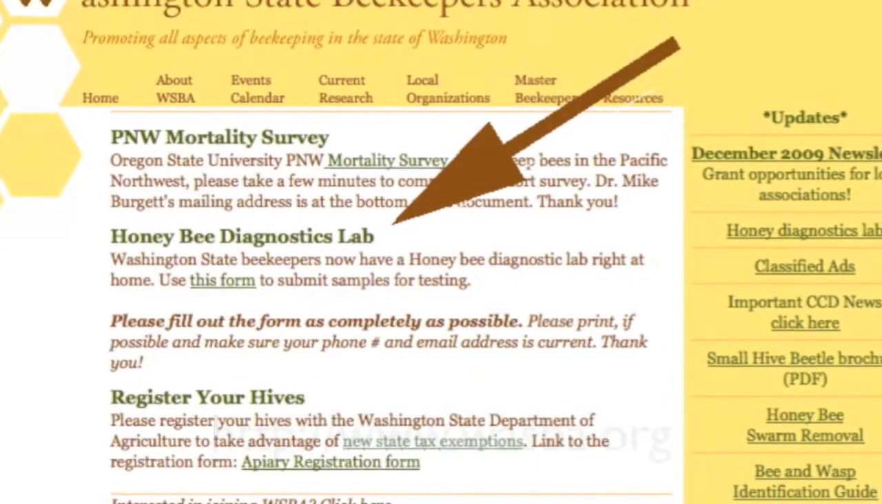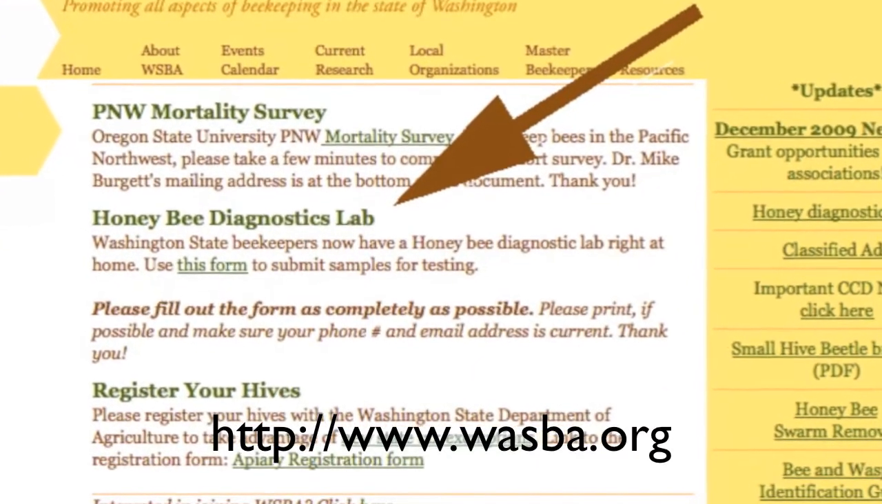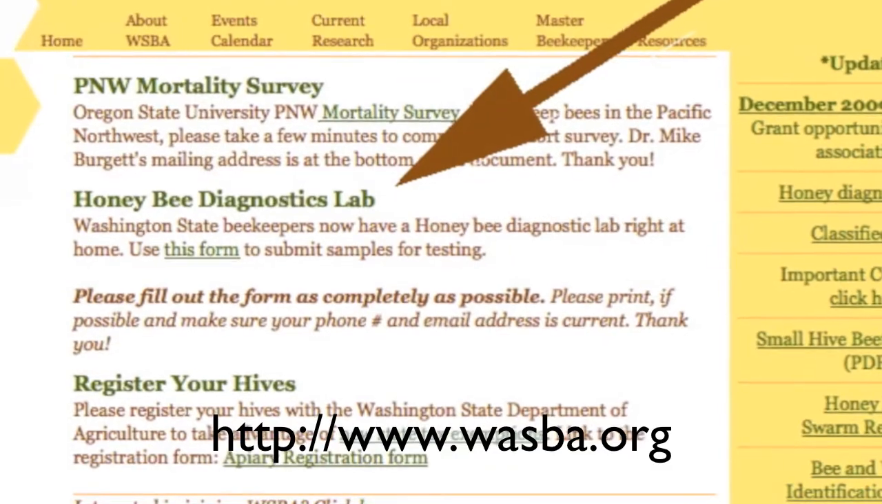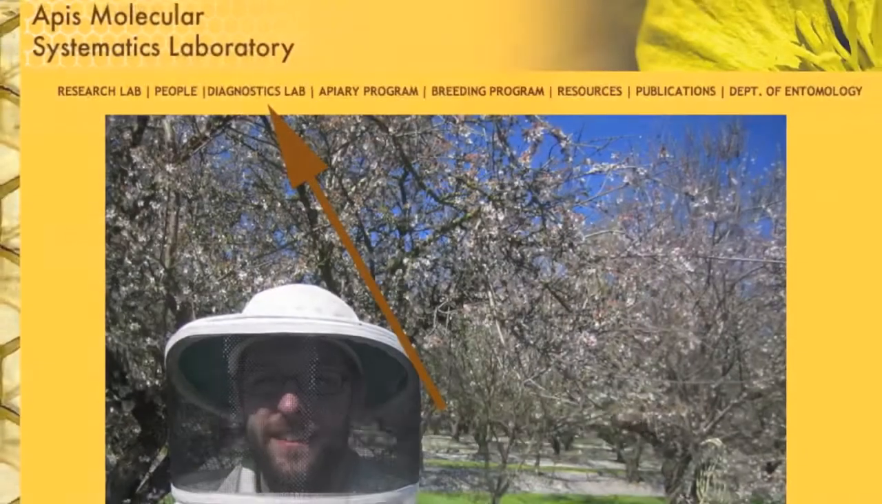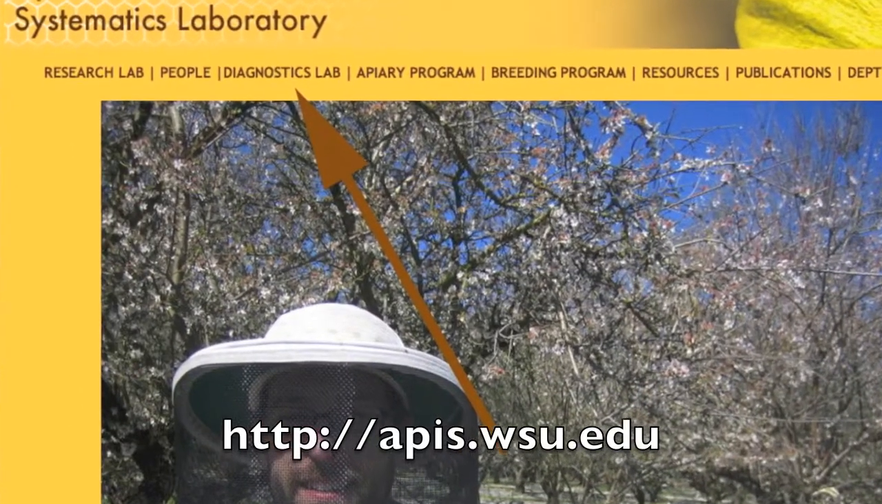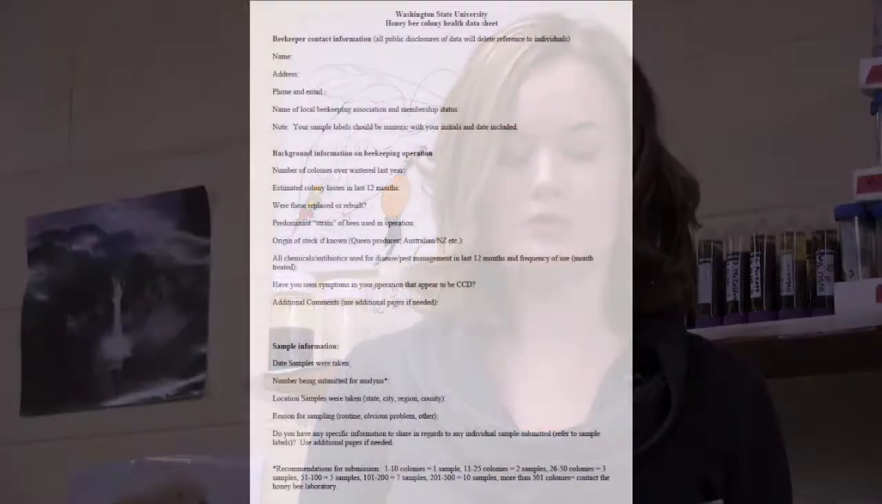But the number one thing we need to do first is explain the registration form. When you send me your sample, it has to be in the box or the padded envelope so that I know what you want me to diagnose and all the information behind that sample being submitted. So you can find our registration form at the wasba.org website or the WSU APIS website. I'm going to explain the registration form so that you know what to fill out and what's important.